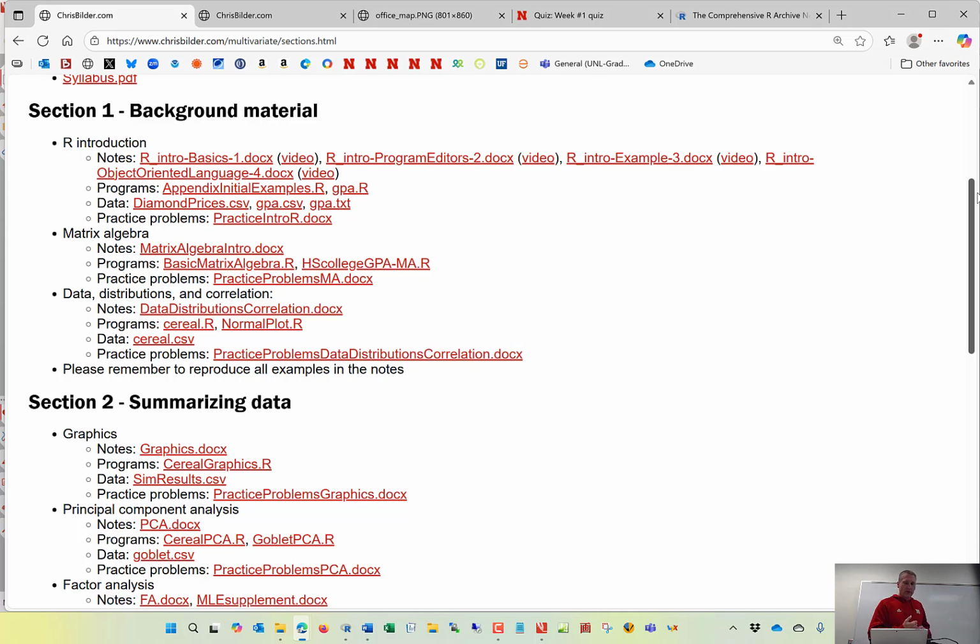And so section 1 is background material. How to use R, matrix algebra. I've said that a number of times already. Then we start getting into what is multivariate data. So multivariate data, multi means multiple, variate means variable. This course deals with how to analyze multiple variables at the same time.